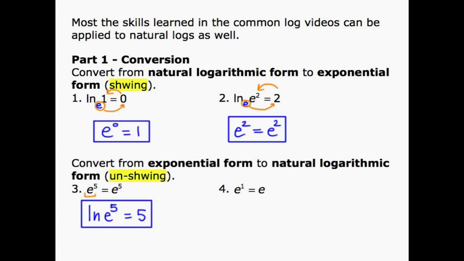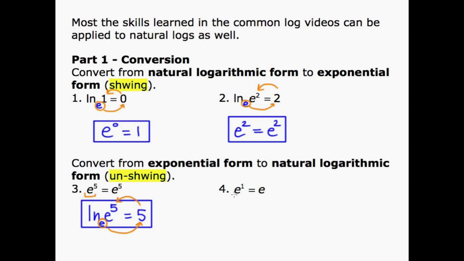Many students are less confident with unswinging than they are with swinging. So what I always suggest to my students is, after you take a stab at it, after you take a guess, to actually swing and see if it checks out. So if we did a swing, we'd put that base of e in there, and then we would just start at that little base, swing up to the right, and land on our argument. And this would yield e to the power of 5 equals e to the power of 5, which of course is true. Let's move to the last example of this slide.